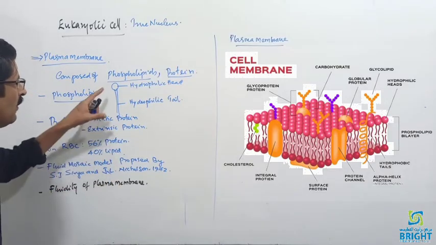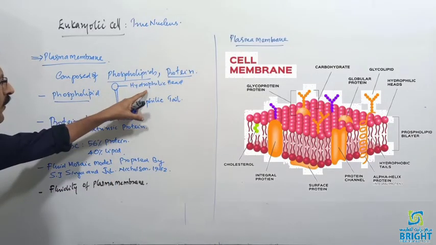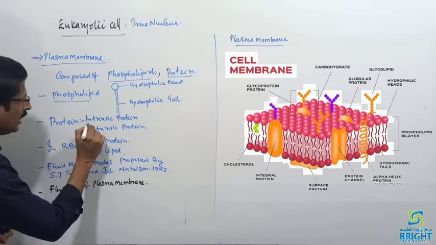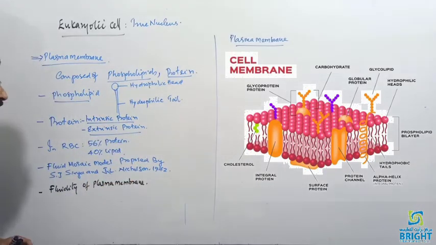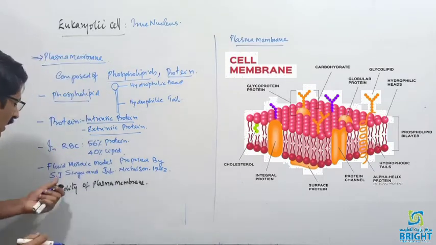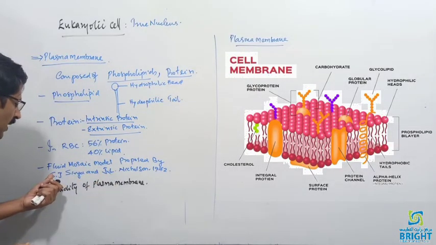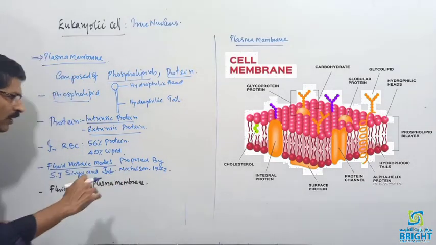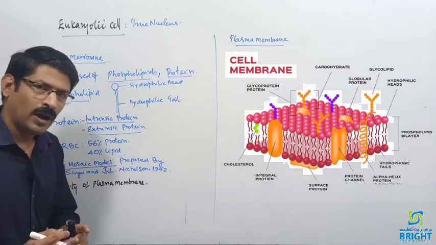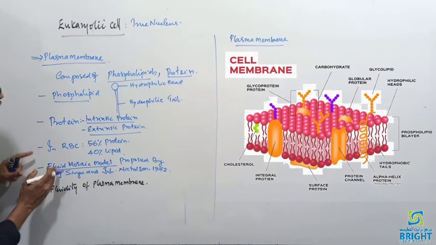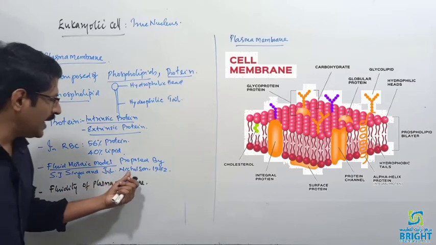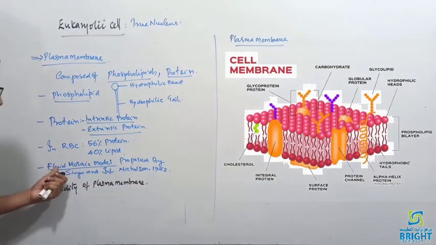The phospholipid forms the bilayer, and the phospholipid has two parts, a hydrophilic head and a hydrophobic tail. There are two types of protein, intrinsic protein and extrinsic protein. The widely accepted model of the plasma membrane was proposed by S.J. Singer and G.L. Nicolson in 1972, called the fluid mosaic model. Before this, there were the unit membrane concept and the Danielli-Davson sandwich model.